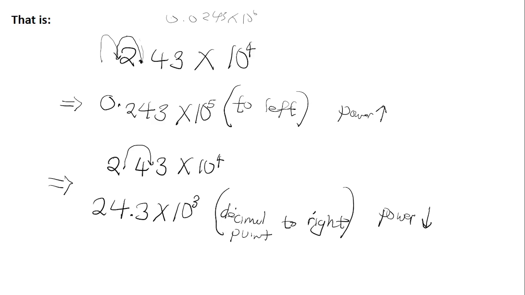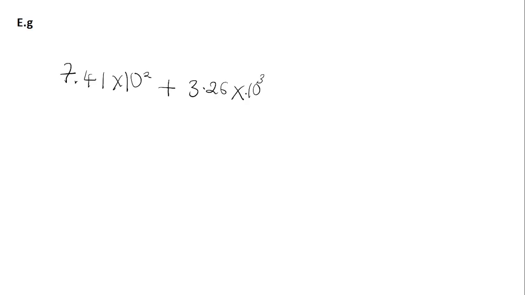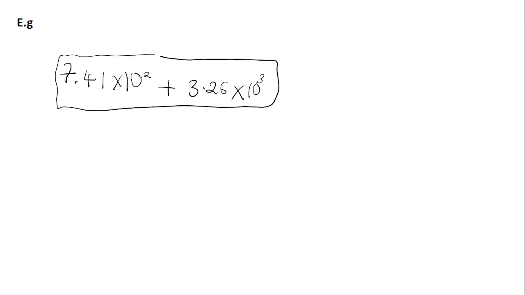3.26 times 10 to the power 3. So they ask you to add these two numbers. Of course, as a normal person, you can just take the number back to the normal way. I'm sure you guys know how to do that. So this number, if you want to take it back to normal, is just 741.